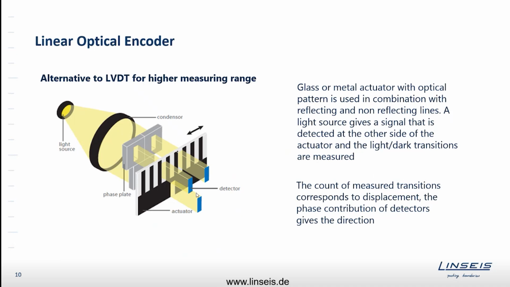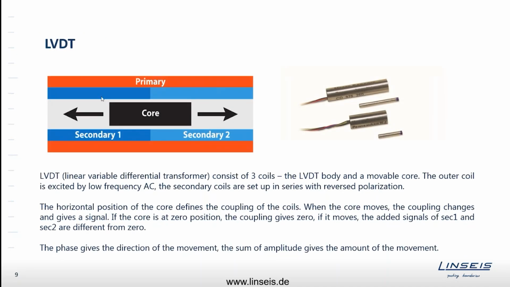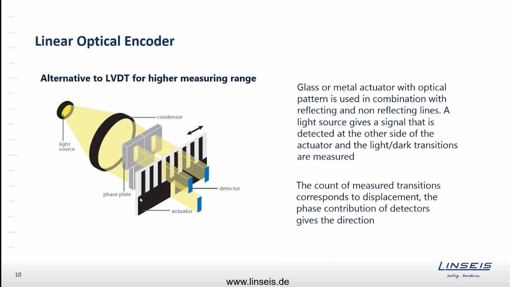The main difference is that the LVDT, of course, is limited by the length of the magnetic coils. If the core moves out of the magnet, that's the limit of your measurement range. In our dilatometers, our magnets are usually operating in a range of plus minus 5 millimeters. That's not that much, but as the expansion comes in the micrometer, nanometer range, plus minus 5 millimeters is fine. That's the limitation of the magnet. In the case of the optical encoder, this actuator plate can be infinitely long.